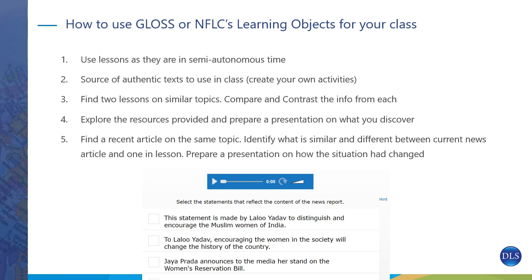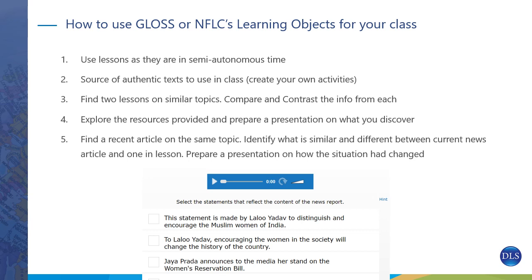Another thing that you could do is use it as a source of authentic text to use in your class. So in this case, you would go and search for something on the right level, on the right topic, and then maybe you don't like the activities that they have there. That's okay. You can download the source, use the source, and then create your own activities or do your own activities in class with the student based on that same passage. The additional activities could be a starting point as well that then you could supplement with your own activities.